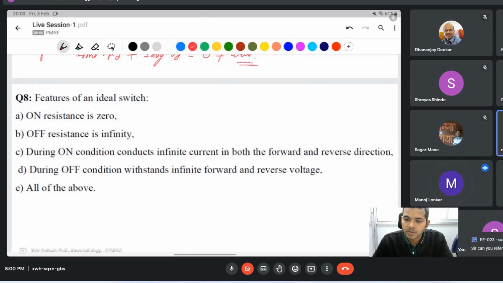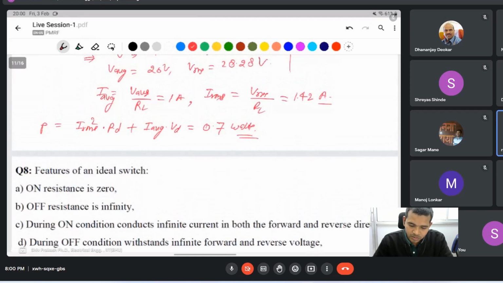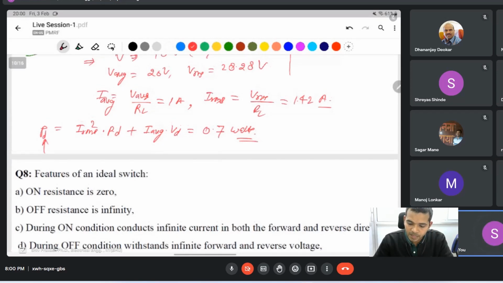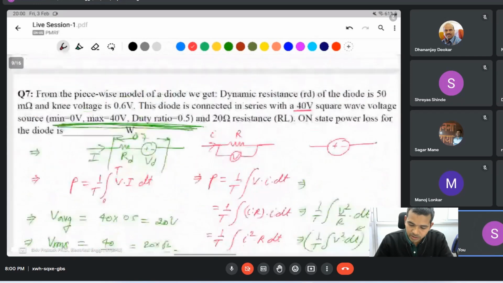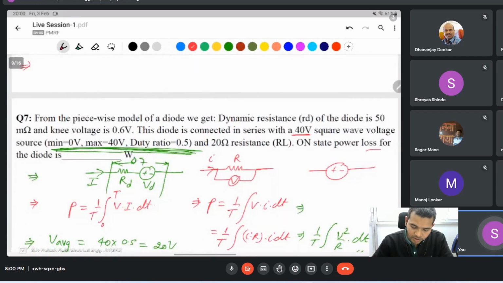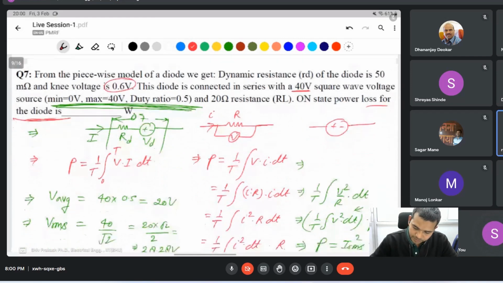All of the above. Sir, excuse me, sir, that P equal to total power loss in the circuit? No, that one is the power loss on the diode only, not the total circuit. Power loss for the diode. Okay, sir, I got it. VD is the voltage drop on the diode, the forward voltage drop, or knee voltage or cut-off voltage of the diode. I got the point.